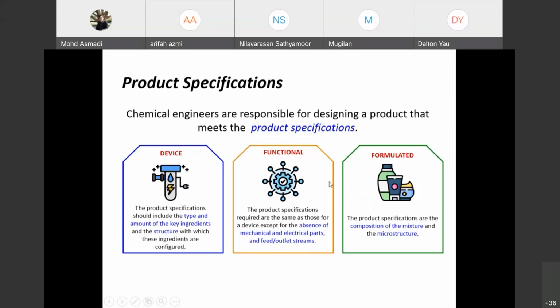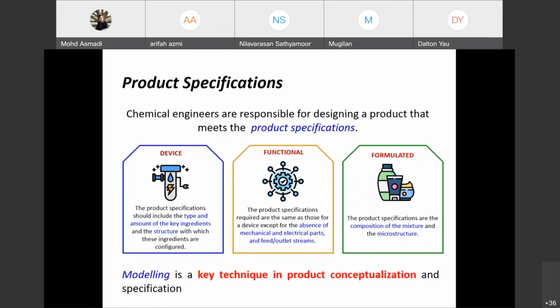And for the formulated products, the product specifications are the composition of the mixture and the microstructure, meaning the mixing of the compounds. This is the importance. Modeling is the key technique in product conceptualization and specification. Before we test with the consumer, we have to do the modeling, because we want to know whether it can be applied in real life or not. So product specification is important.